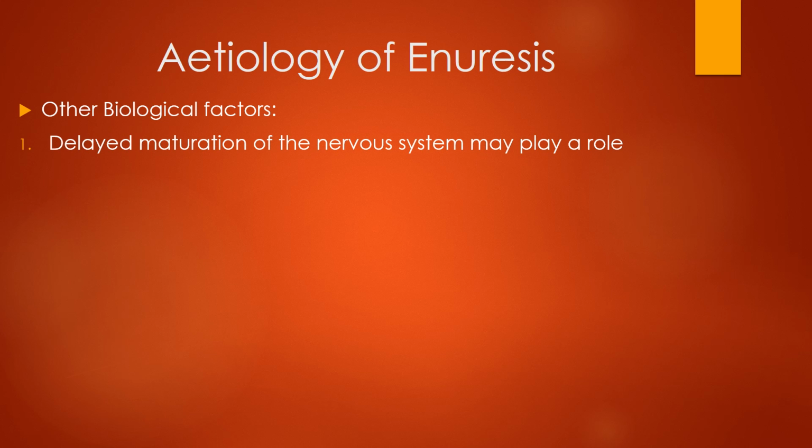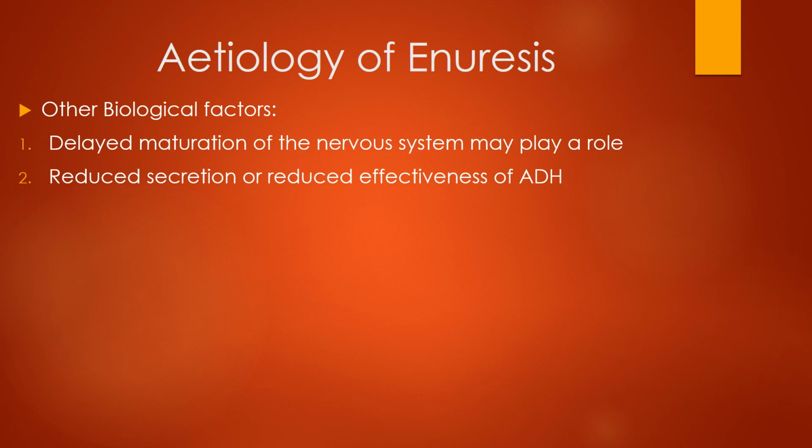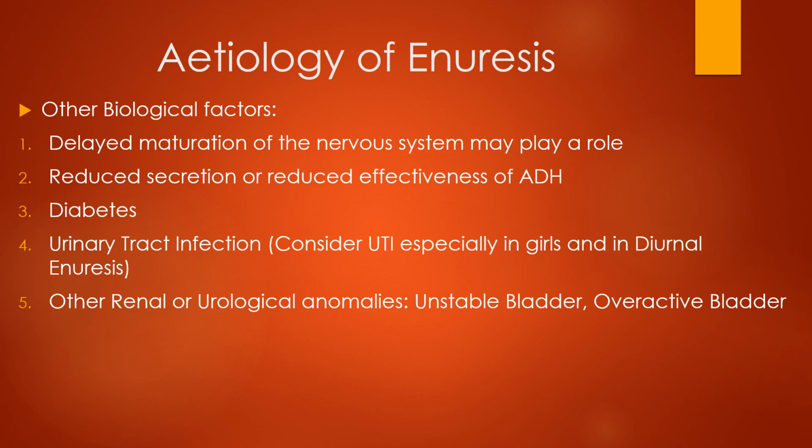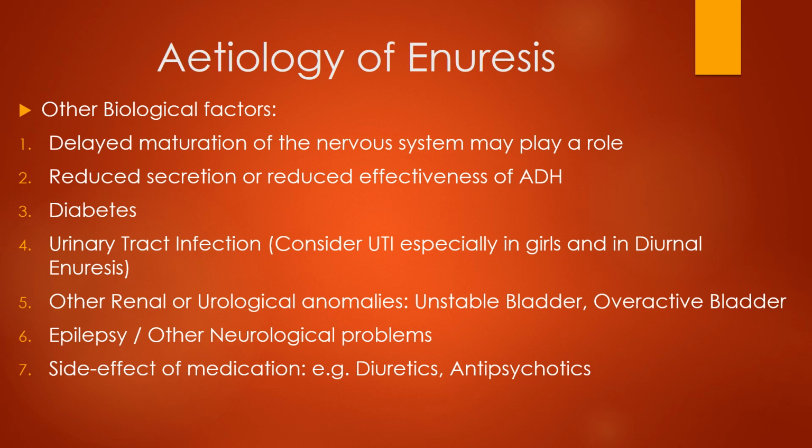Other biological factors may include delayed maturation of the nervous system, reduced secretion or reduced effectiveness of antidiuretic hormone, diabetes, urinary tract infection. Consider this especially in girls and in diurnal enuresis. Other renal or urological anomalies, epilepsy or other neurological problems, side effects of medication such as diuretics or antipsychotics.